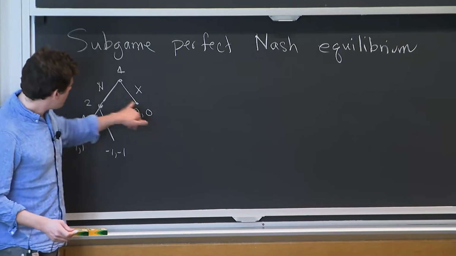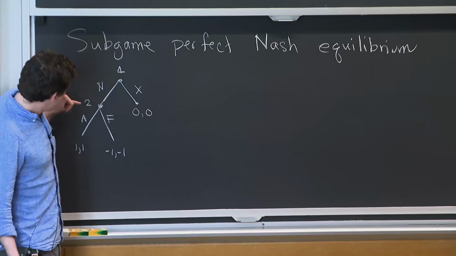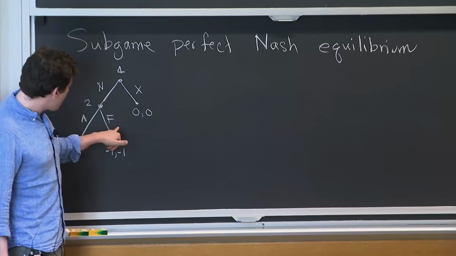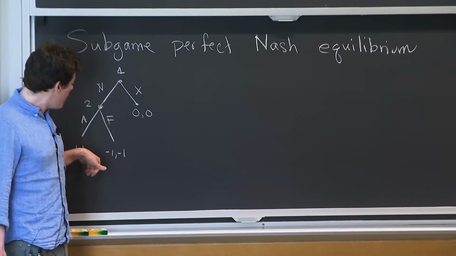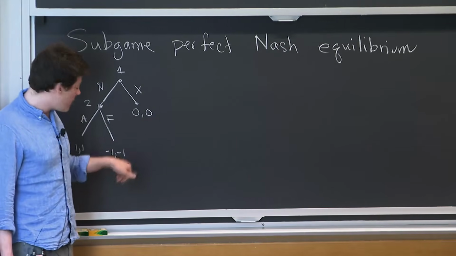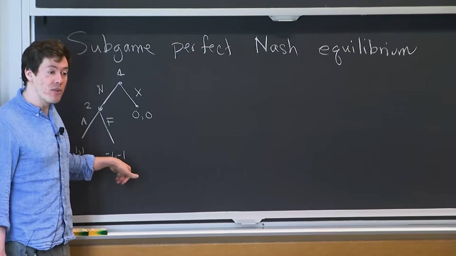Right? So if player 1 enters, player 2 chooses accommodate or fight. If they accommodate the new entrant, that's good for both players. They both get 1. If they fight against the new entrant, that's bad for both players. They both get -1.